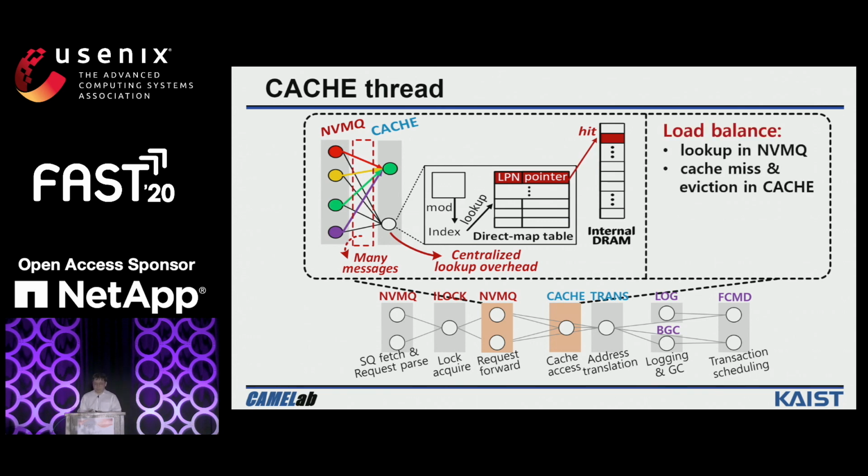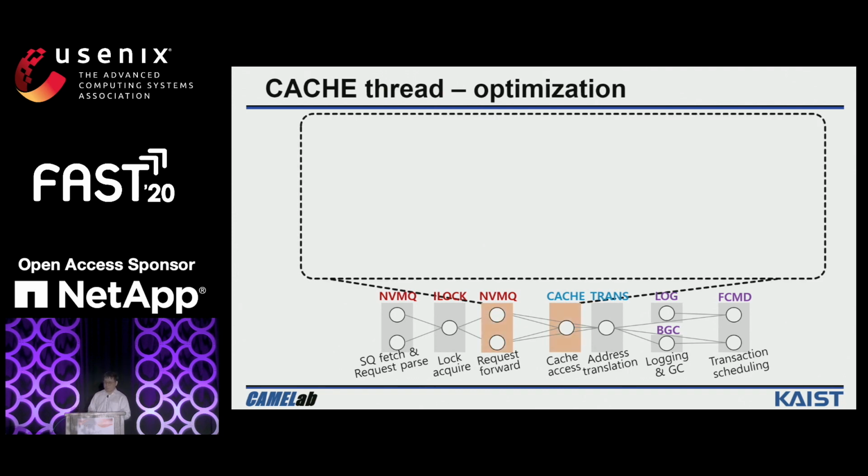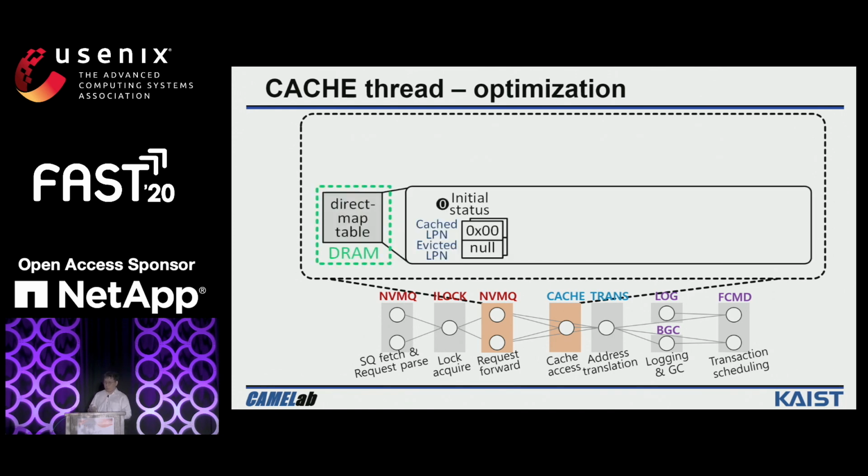So to address these challenges, we propose to expose a direct map table to the NVMQ so that the NVMQ can check if data exists in the DRAM buffer or not. The cache threads only need to process the cache miss and the cache eviction. Here, I will give examples to show how the cache threads will work. We build a direct map table. Each entry will record the page number of the cached data as well as the data which will be evicted.